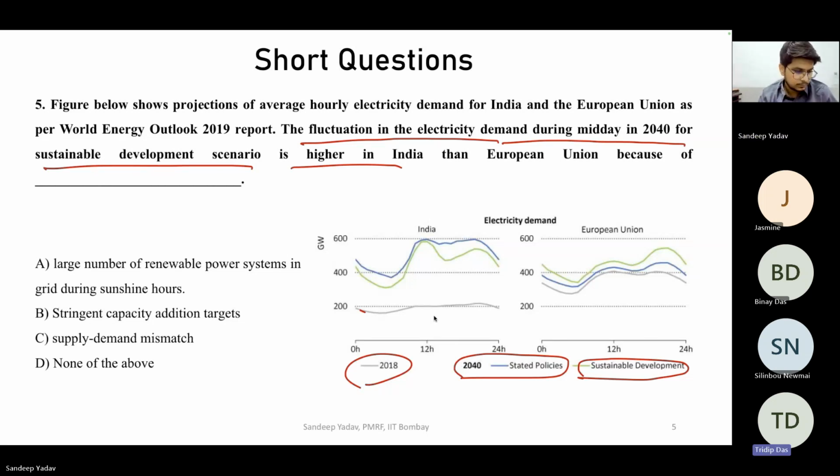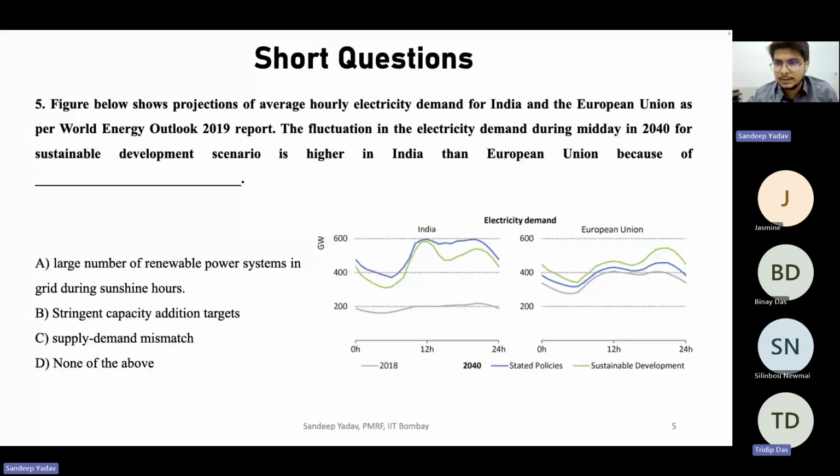So if you see, in India, a large number of renewable power systems in the grid during the sunshine hour, because the peak in the electricity demand during the midday in the year 2040, if you see in the peak, so this is the peak, and here in the midday it's higher. So it's higher for India, which can be attributed to the increase in the penetration of the renewable, specifically solar power in the electricity grid. If you go through these slides again, you will see a more clear picture.